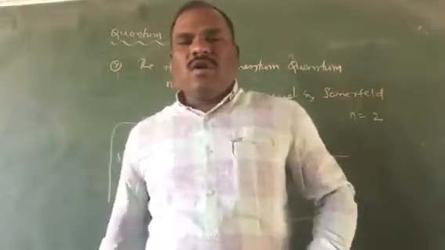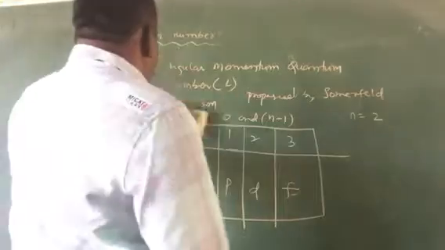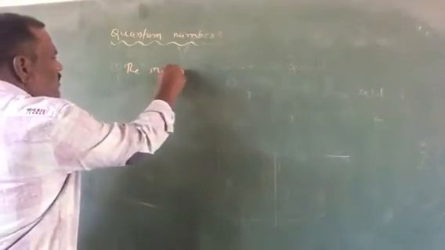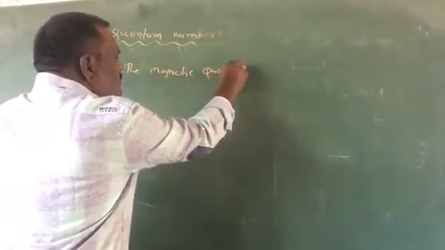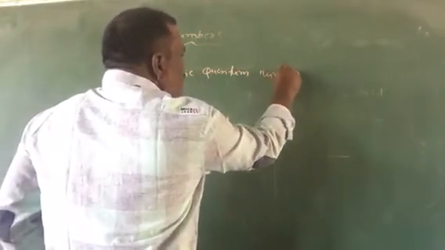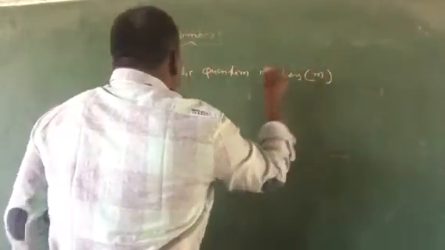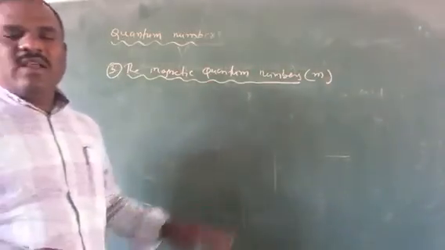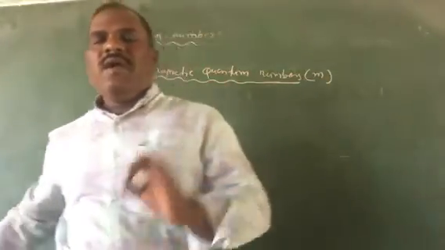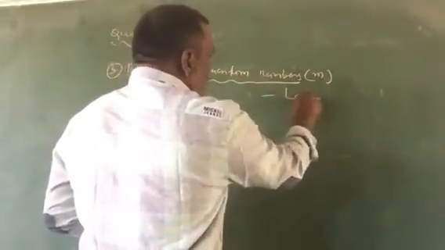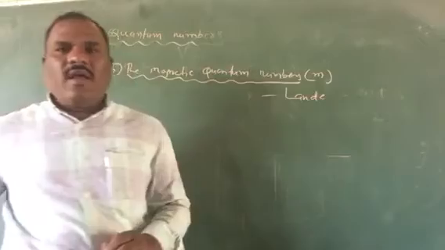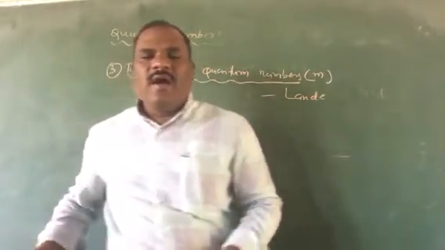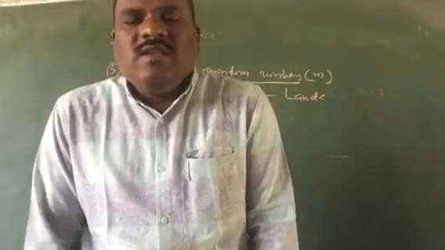So this is about the angular momentum quantum number. The third one is the magnetic quantum number, designated by the symbol m. The magnetic quantum numbers were proposed by Landé.